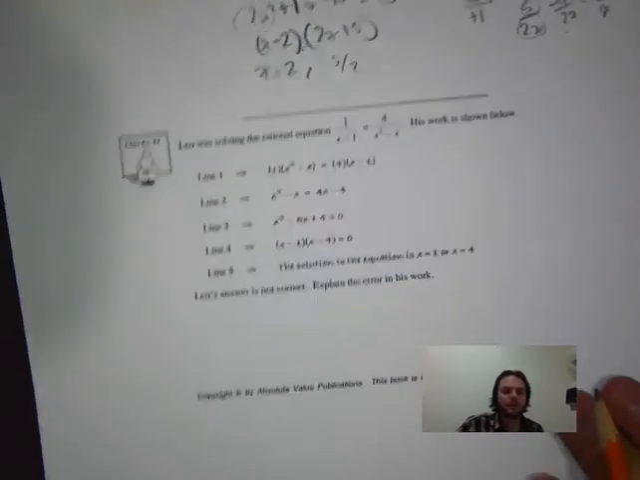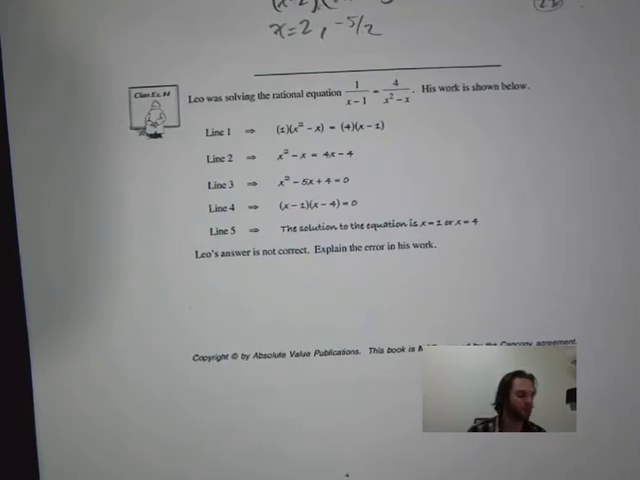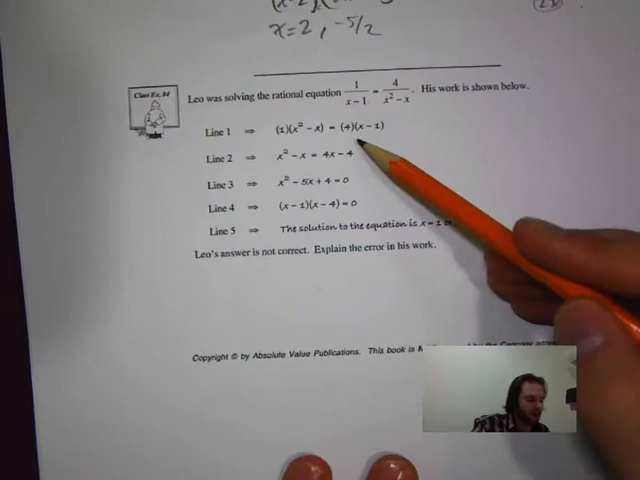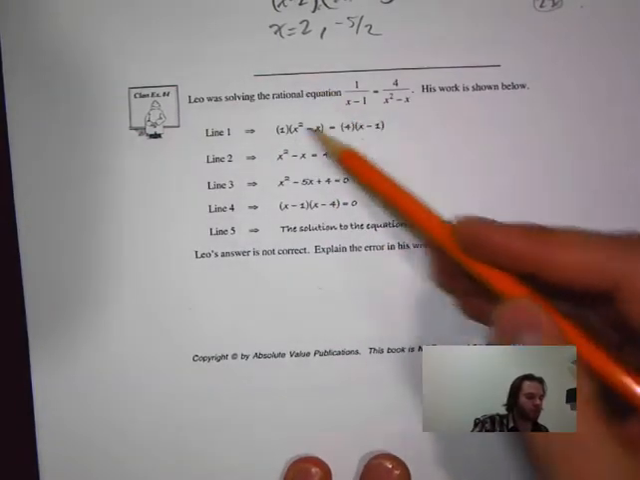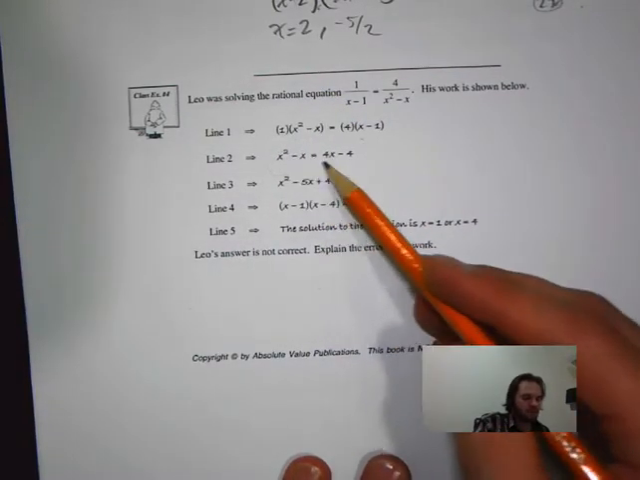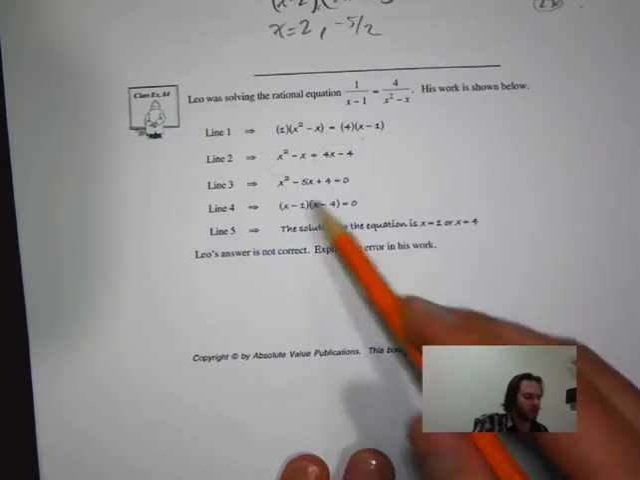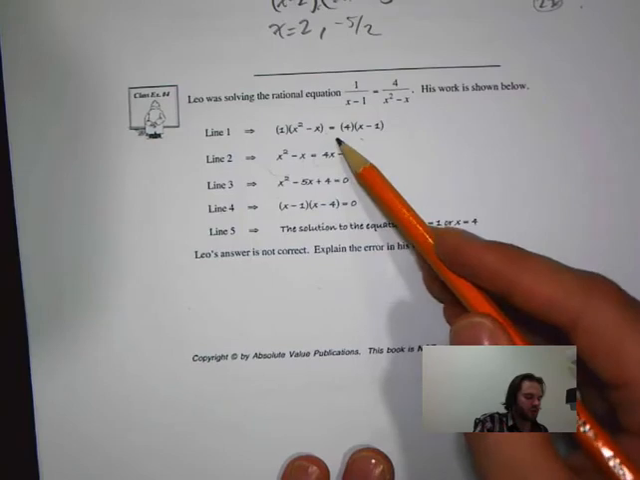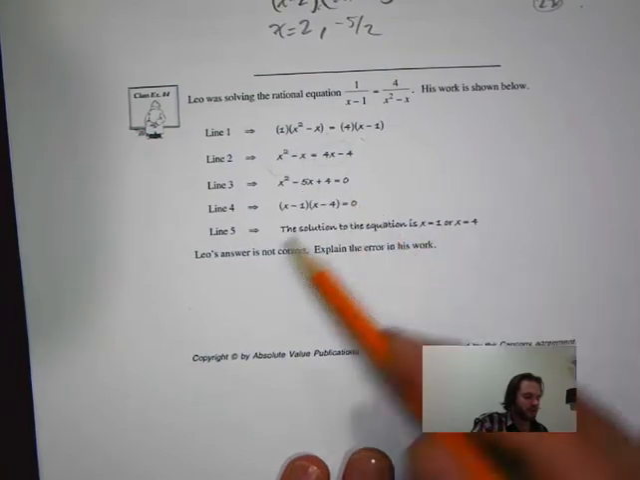Alright, so here is number 4. It says Leo was solving the rational equation. His work is shown below. Leo's answer is not correct. Explain the error in his work. Well, I look at line 1, that looks fine. He cross multiplied, that's fine. Line 2, everything's multiplied in, that's good. Line 3, still looks good. He subtracted 4x and added 4 to both sides, still good.